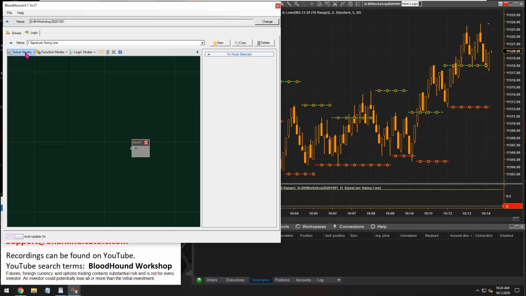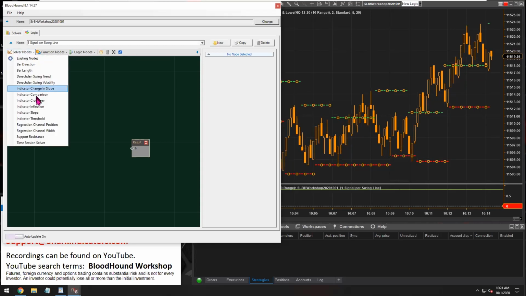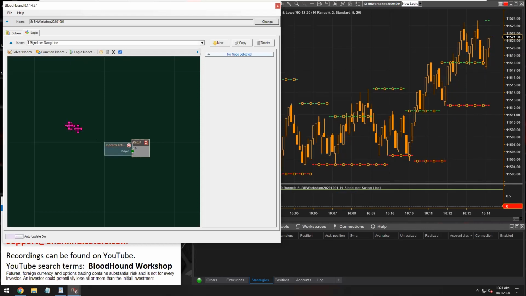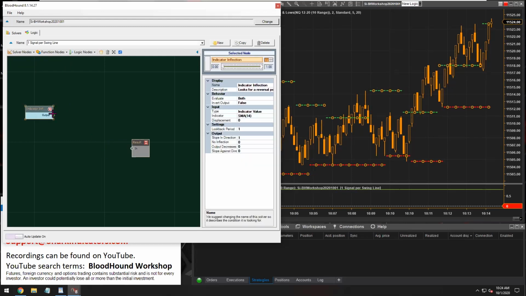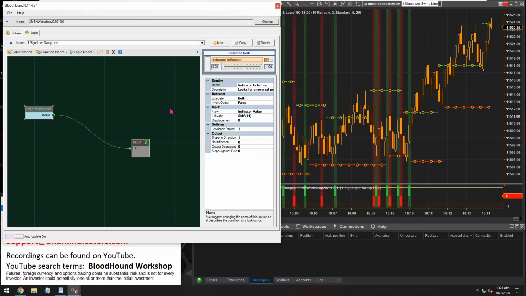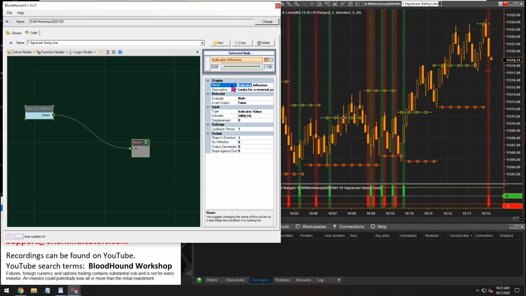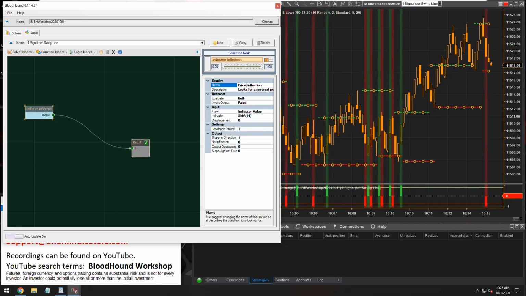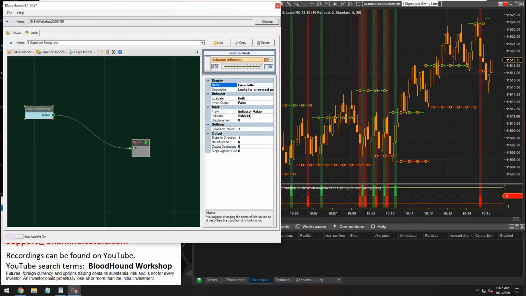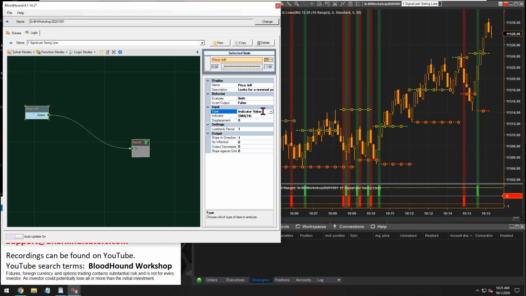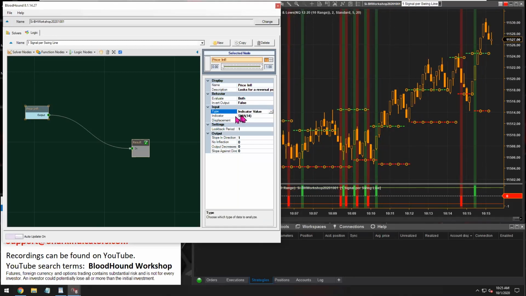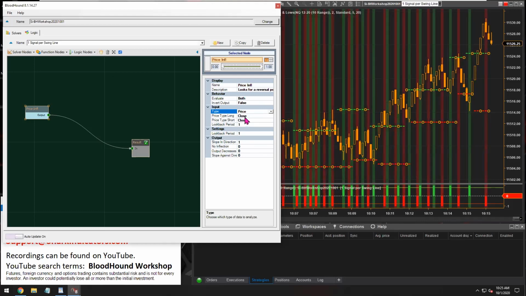First thing I'm going to need to do is create a bunch of signals. I need a bunch of test signals to work with to make sure that signals are getting blocked. The easiest thing I like to do is take an inflection solver here, which is basically just a price inflection. Let's give that a name. For the input, we're going to change the type to price.